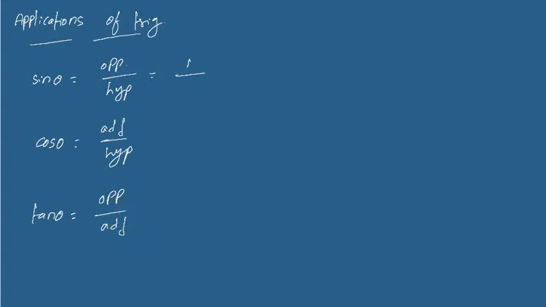Sin theta I can write as 1 by cosec theta. Cos theta I can write as 1 by sec theta. Tan theta is 1 by cot theta, as well as sin theta by cos theta.